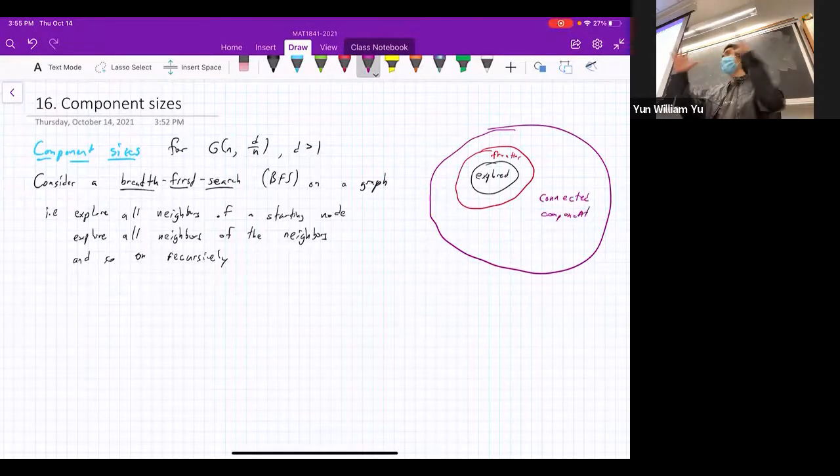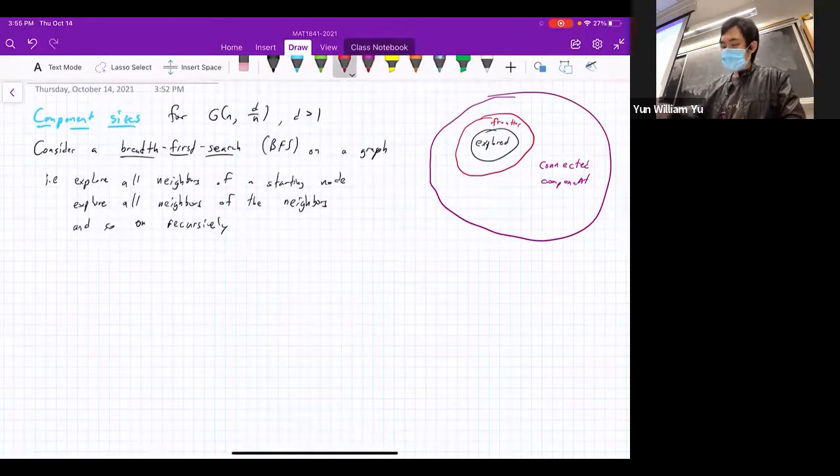Because as you're exploring outward, eventually you'll hit the boundaries of your connected component, and then your process will stop. Somehow we'll be using this process to measure the sizes of the connected components, because we have some dynamic process that has some termination criteria. When that terminates, that tells us that we've explored an entire connected component.